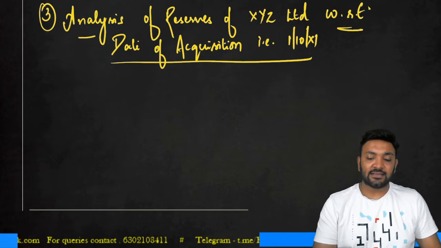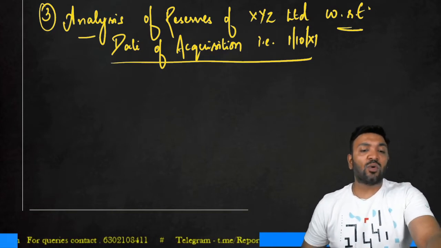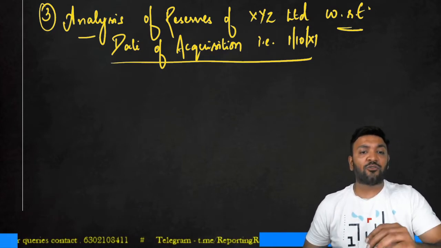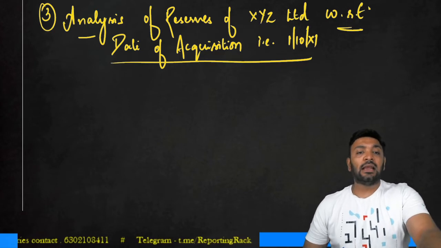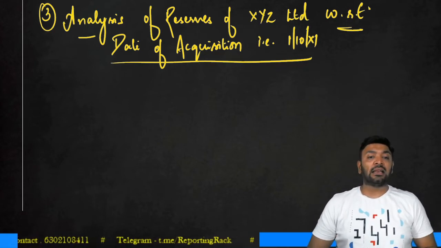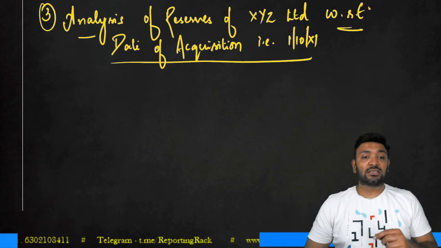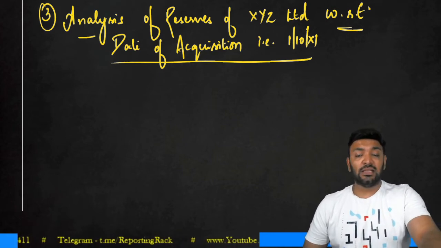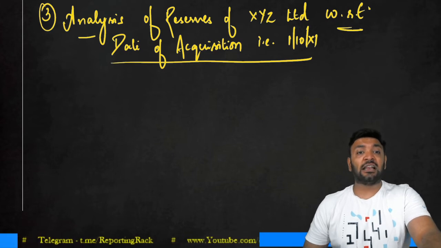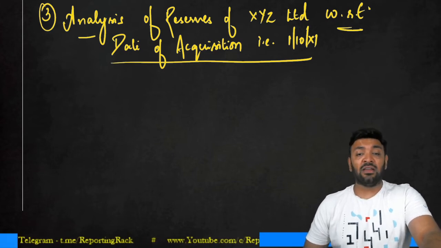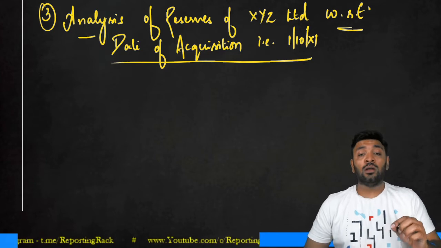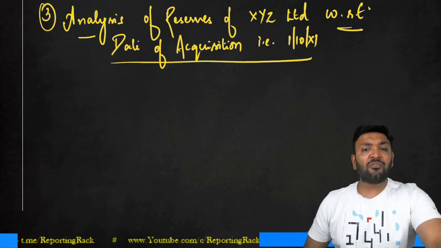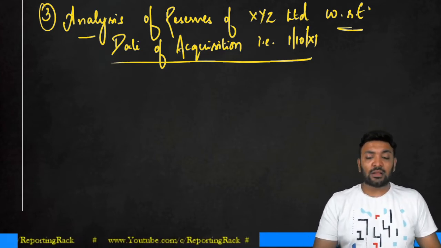Let's analyze. Look back at the question and tell me what are the reserves that you find in XYZ Limited. In XYZ Limited, under other equity, I find two reserves. One is other reserves and the other is retained earnings. These are the two reserves which I find in XYZ. But apart from that, we have one more reserve which will appear right now in the form of revaluation. So let's first start with revaluation.